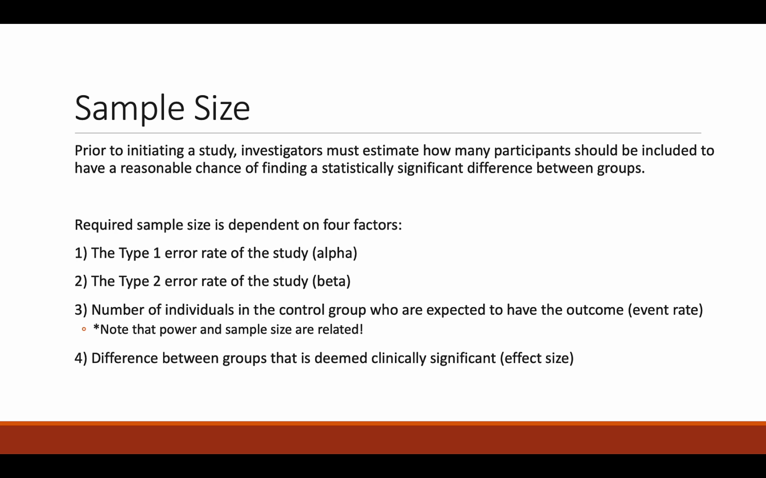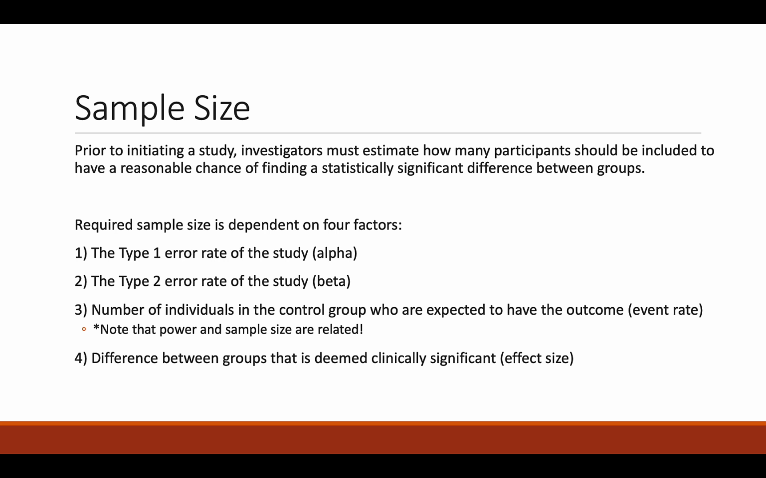Having a higher sample size will give you a higher power. The more patients you have, the more ability you usually have to detect a difference between groups if one truly exists. Sample size is dependent on numerous factors. We'll talk about 4 of them, although you could argue there's up to 6 factors.